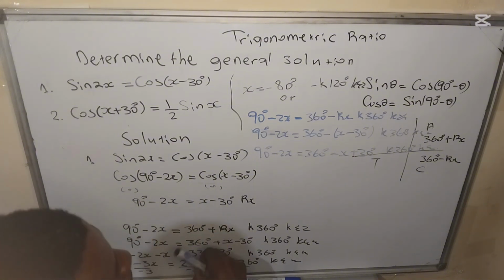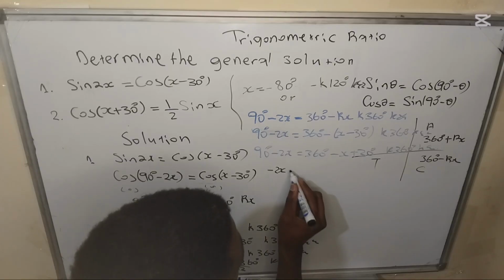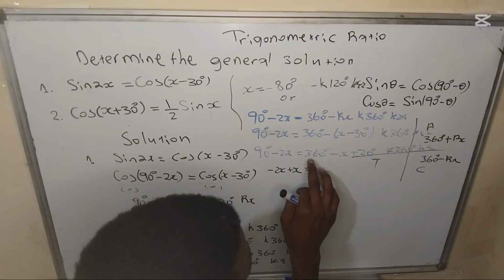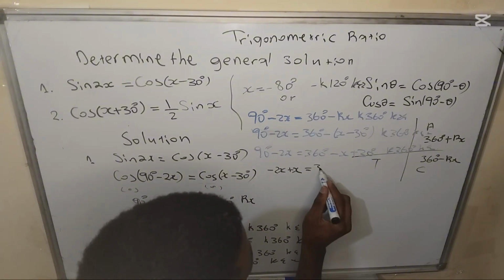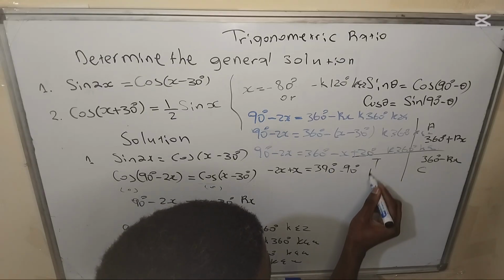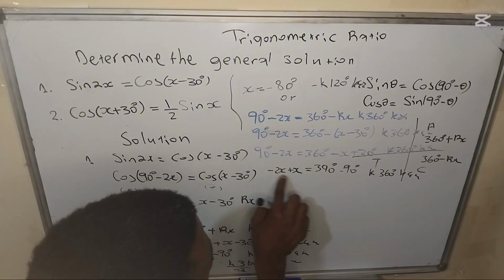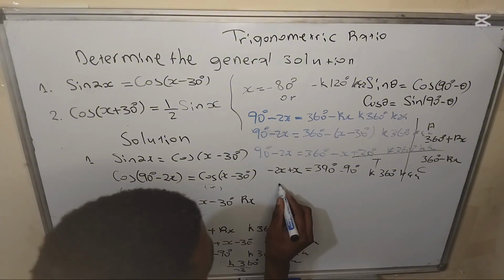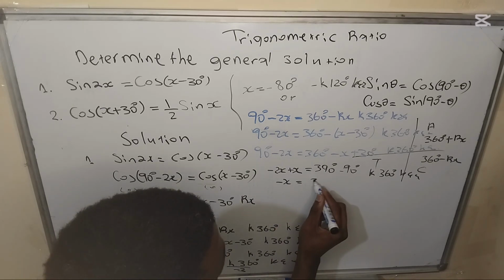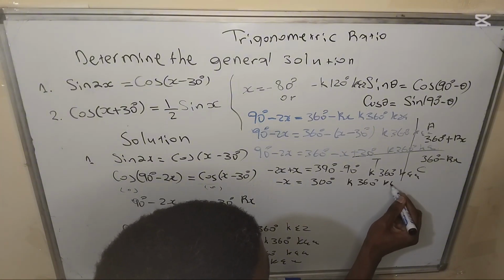Then we have minus 2x plus x, I've transposed this x, equal to 360 degrees plus 30 degrees, which is equal to 390 degrees, minus 90 degrees. K, 360 degrees. K is an element of Z. Then minus 2x plus x is equal to minus x, equal to 390 degrees minus 90 degrees, which is equal to 300 degrees. K, 360 degrees. K is an element of Z.